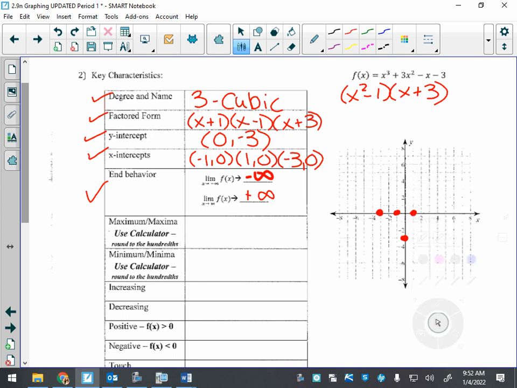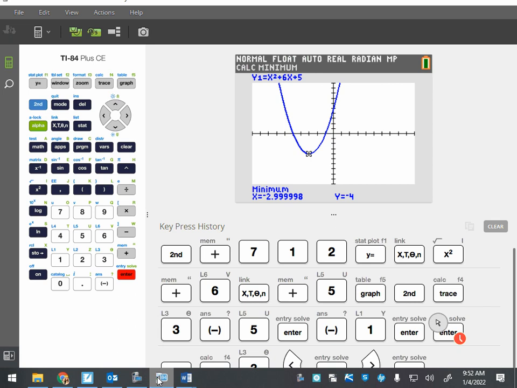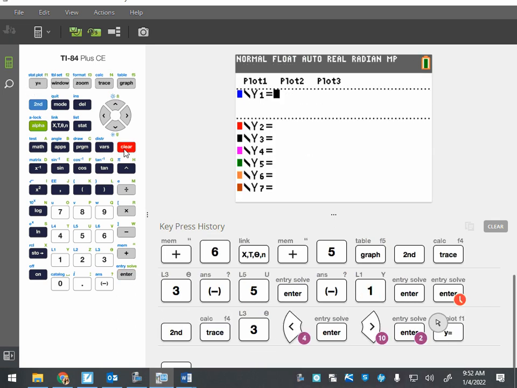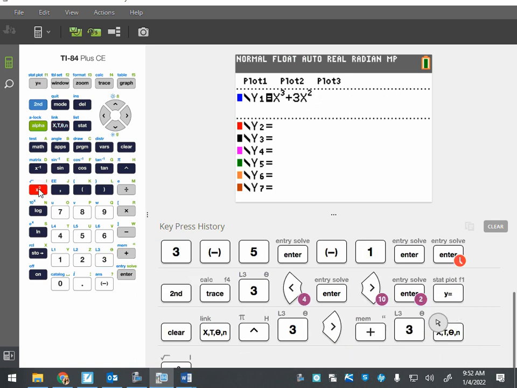You could do factored form as well in our calculators to find the max or min. Okay, so let's go to our calculators. Y equals, clear it out. All right, x, I'm going to do the little caret here for 3, and then press the right arrow. So x cubed plus 3x squared minus x minus 3. And press graph.